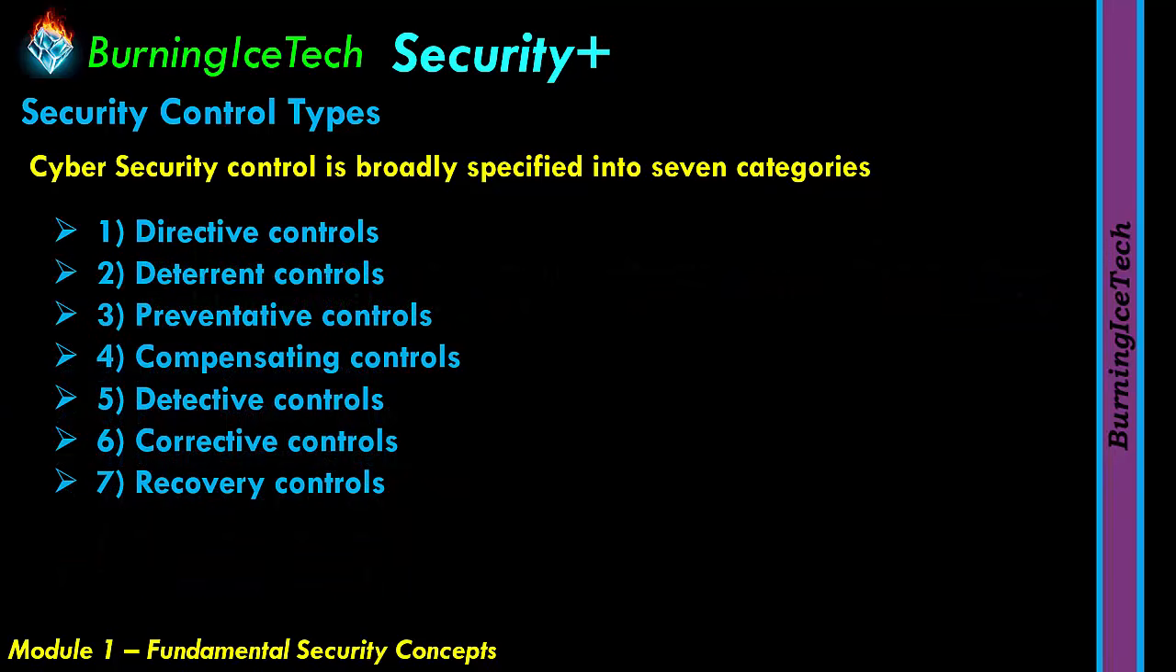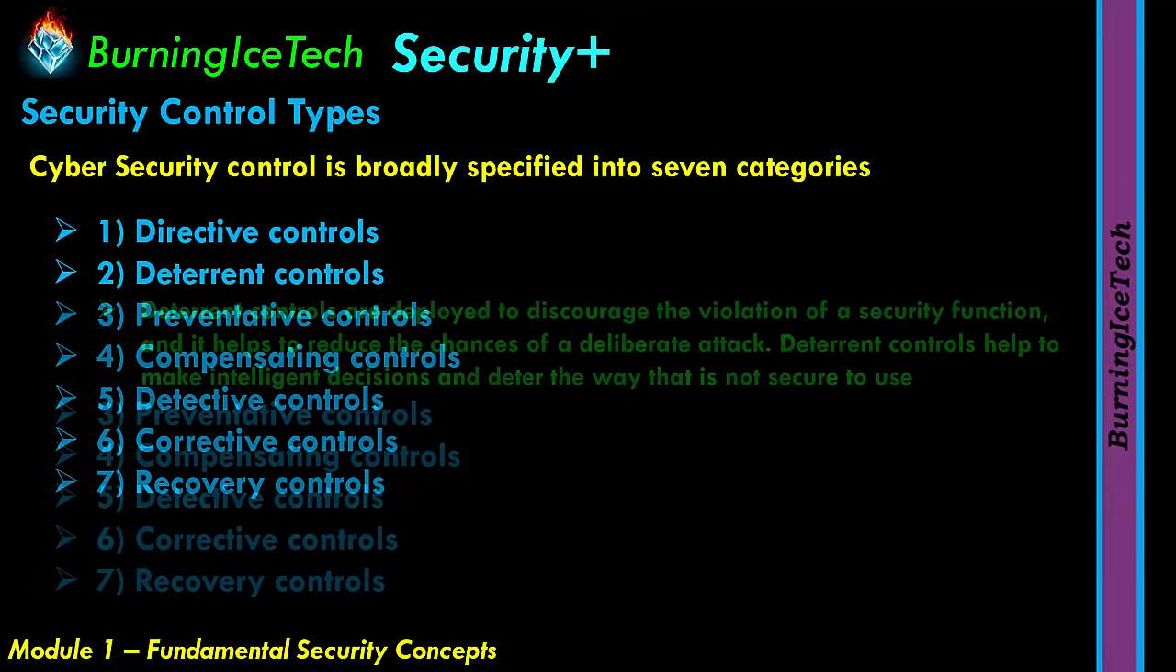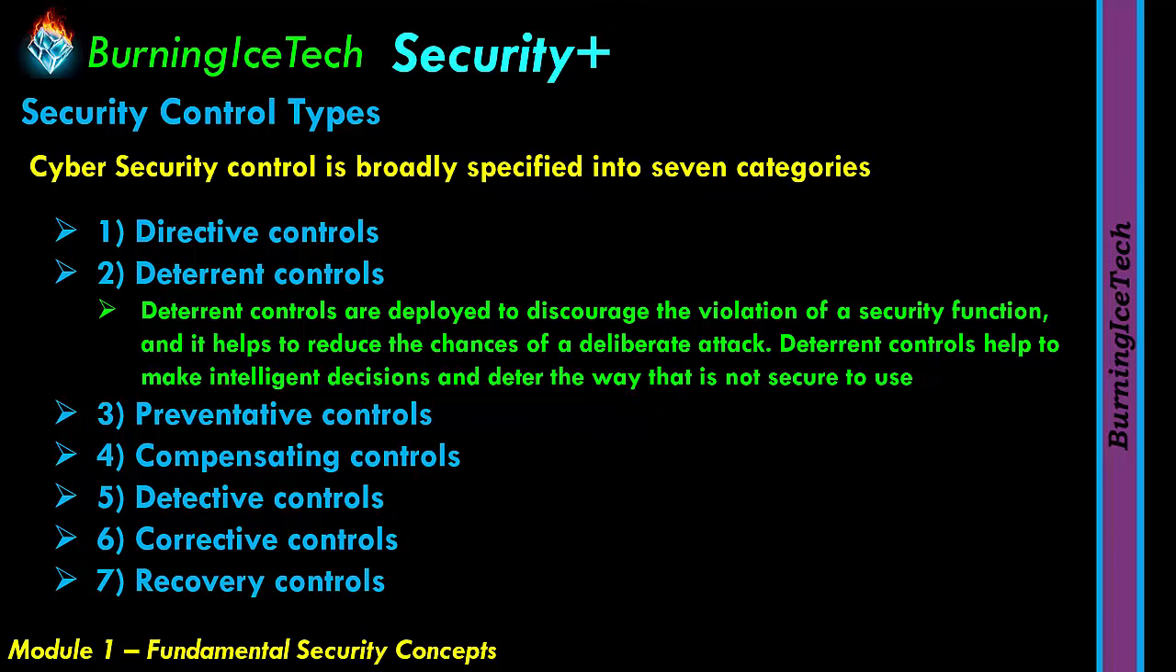So moving on to number 2, which is deterrent controls, the ones that I keep failing to pronounce. Please let me know in the comment section down below if I'm pronouncing that correctly or not. Deterrent controls are deployed to discourage the violation of a security function, and they help to reduce the chances of a deliberate attack. Deterrent controls help to make intelligent decisions and deter the way that it's not secure to use.